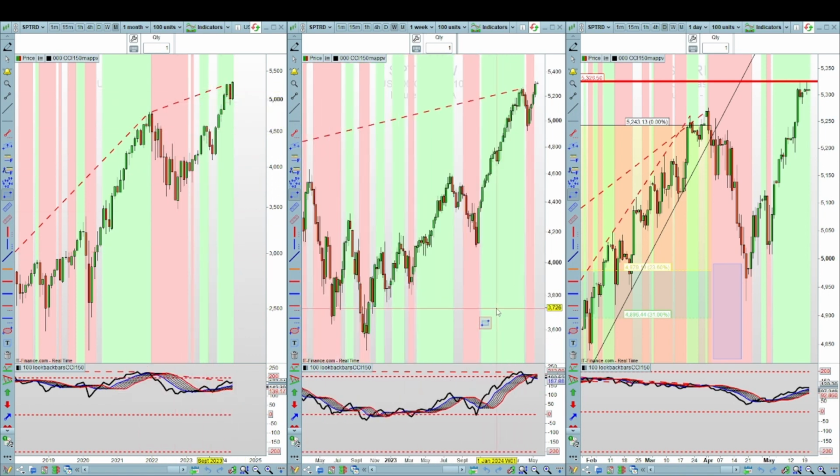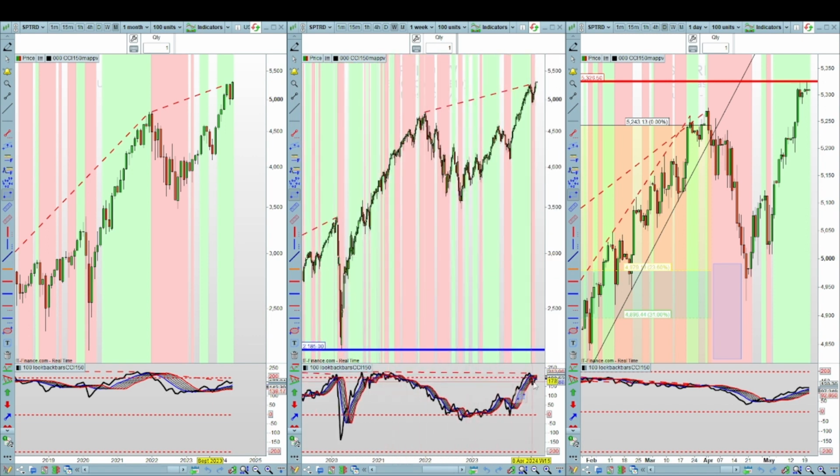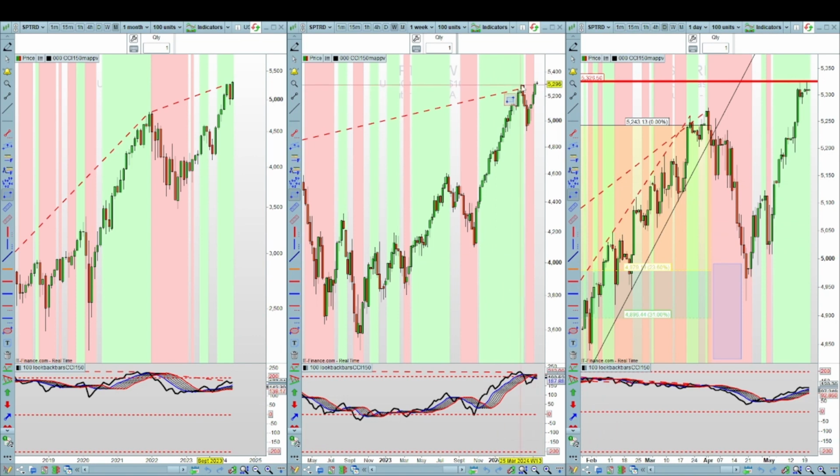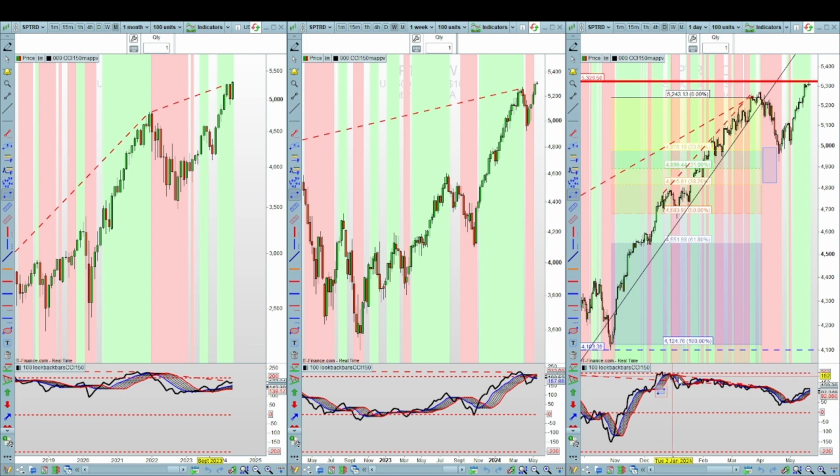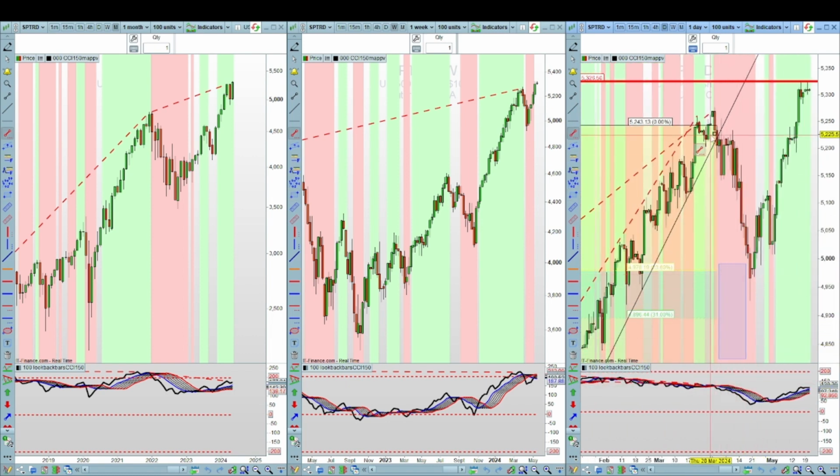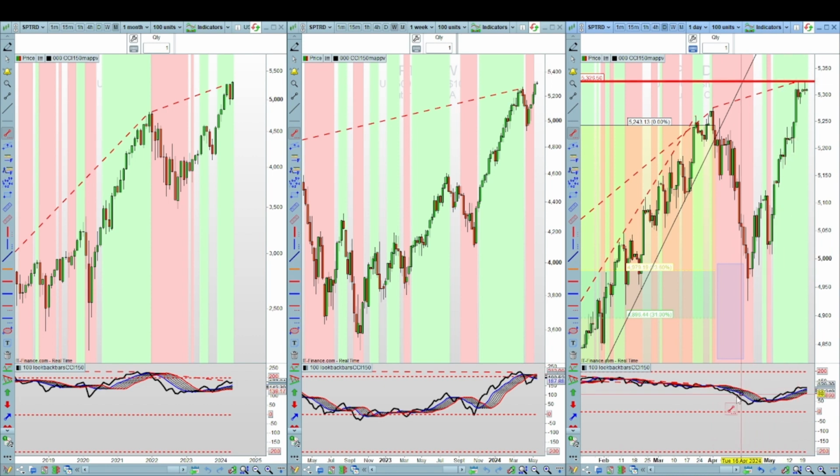On the weekly, we did have this long-term double top on the CCI versus higher highs on the price. That's also considered a bearish divergence on the weekly. Now it's made a new high in the last few weeks. And on the daily as well, we've got a bearish divergence, lower highs on the CCI versus higher highs on the price. Let's draw that. If I zoom in, you can see from that, it's higher highs versus slightly lower highs on the CCI. That's a bearish divergence on the daily.